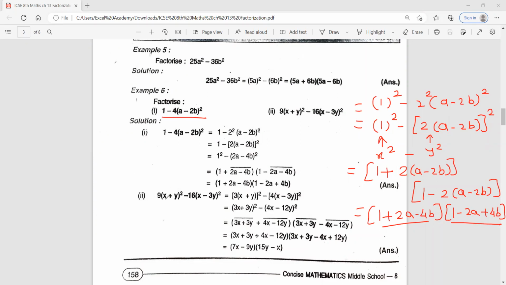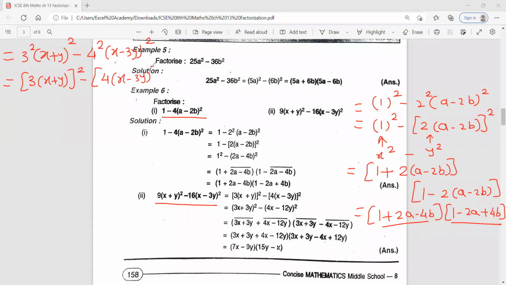थोडं प्रॅक्टिस करा. बर, आता हे बघा सेकंड. How can I write 9? 3 square. So 3 square into bracket x plus y whole square, right? Minus, how can I write 16? 4 square into bracket x minus 3y whole square. Now I can combine this using square bracket. So I have 3 into bracket x plus y whole square minus 4 into bracket x minus 3y whole square.